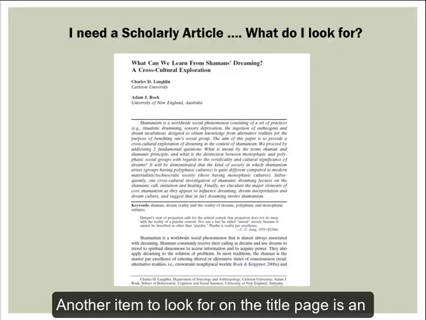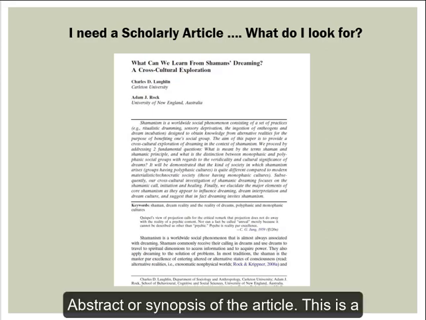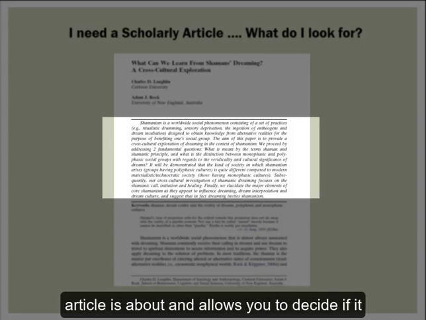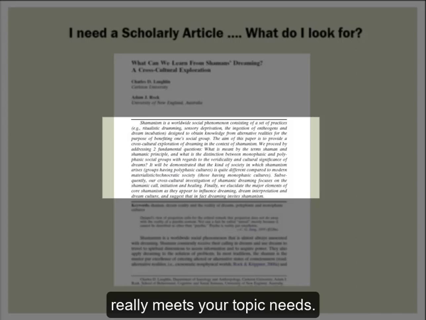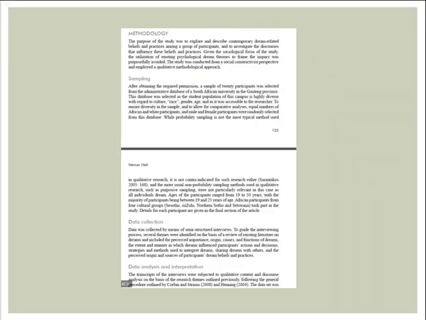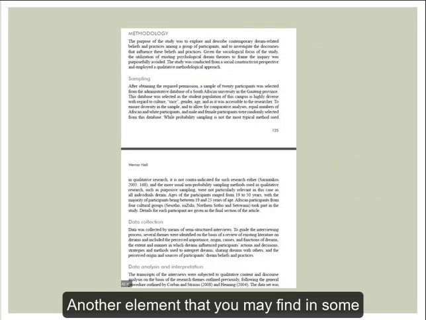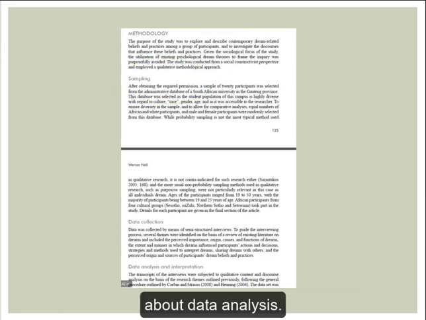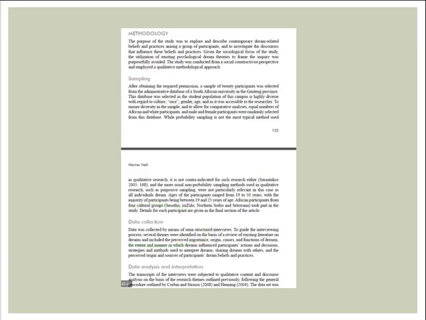Another item to look for on the title page is an abstract or synopsis of the article. This is a great place to quickly get an idea of what the article is about and allows you to decide if it really meets your topic needs. Another element you may find in some scholarly articles is methodology or details about data analysis.